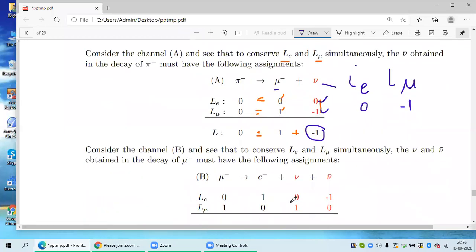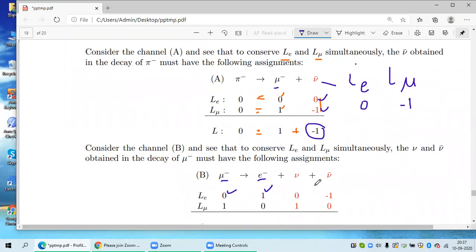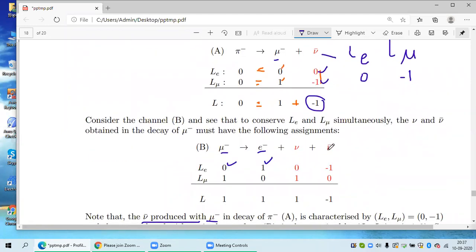Now come to this interaction. Here you have to conserve Le and L mu separately. Le for this is already 1. Le for mu is already 0. Then mu and mu bar, these two must have this Le. Clear?